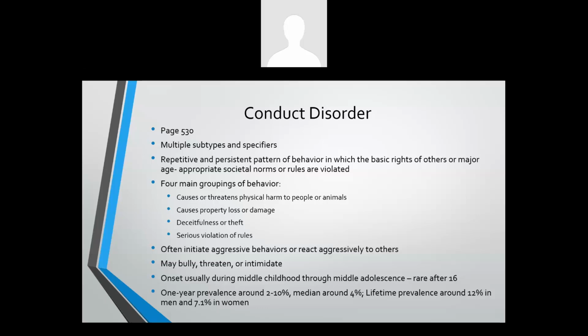causing physical harm. Typically, you're going to see the onset during middle childhood through middle adolescence. It's going to be pretty rare after about the age of 16. So probably middle school and high school age is when I would start looking at this. If they're later in high school, maybe reaching around the age of 18, that's when I might start looking at personality disorders. So keep in mind that age range when you're looking at this as well. There is a 1-year prevalence around 2 to 10%, median around 4%. Again, this is really hard to judge exactly. It's a little bit higher in men versus women, about 12% for a lifetime prevalence in men, about 7% in women. So those are the ones that we're going to look at for today.